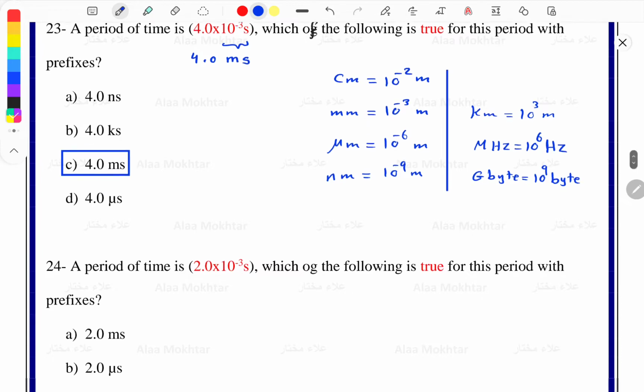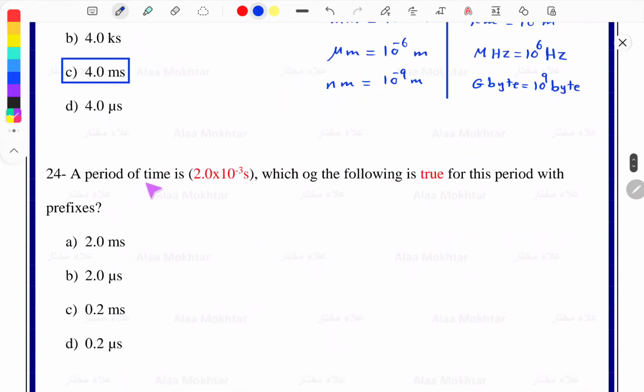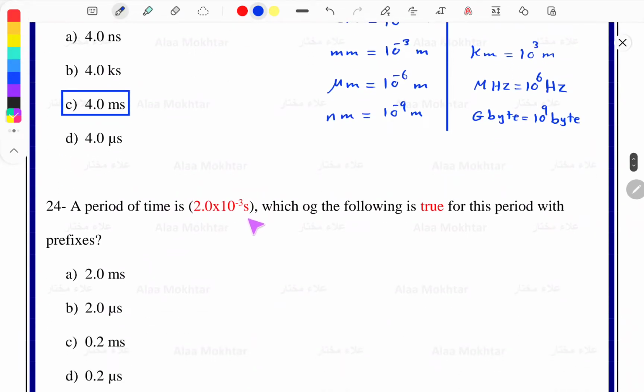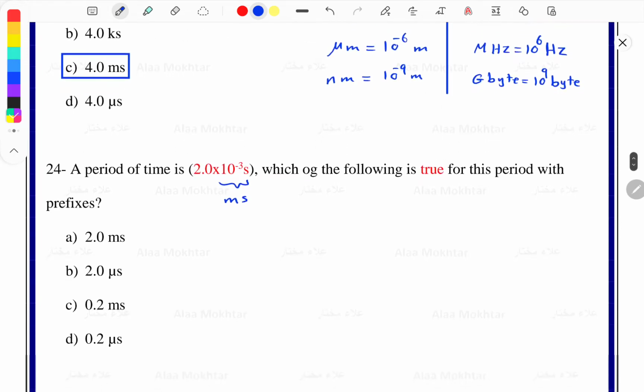Okay, another question. A period of time is 2 times 10 to the negative 3. Exactly the same. 10 to the negative 3 is millisecond. 2 milliseconds is the correct answer.